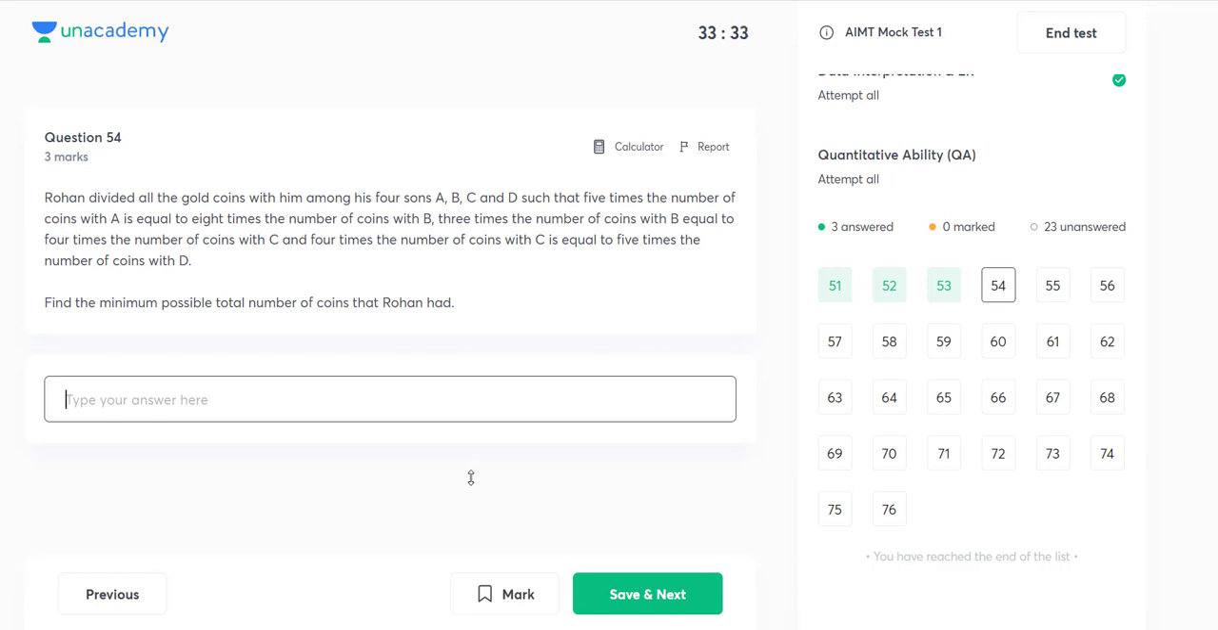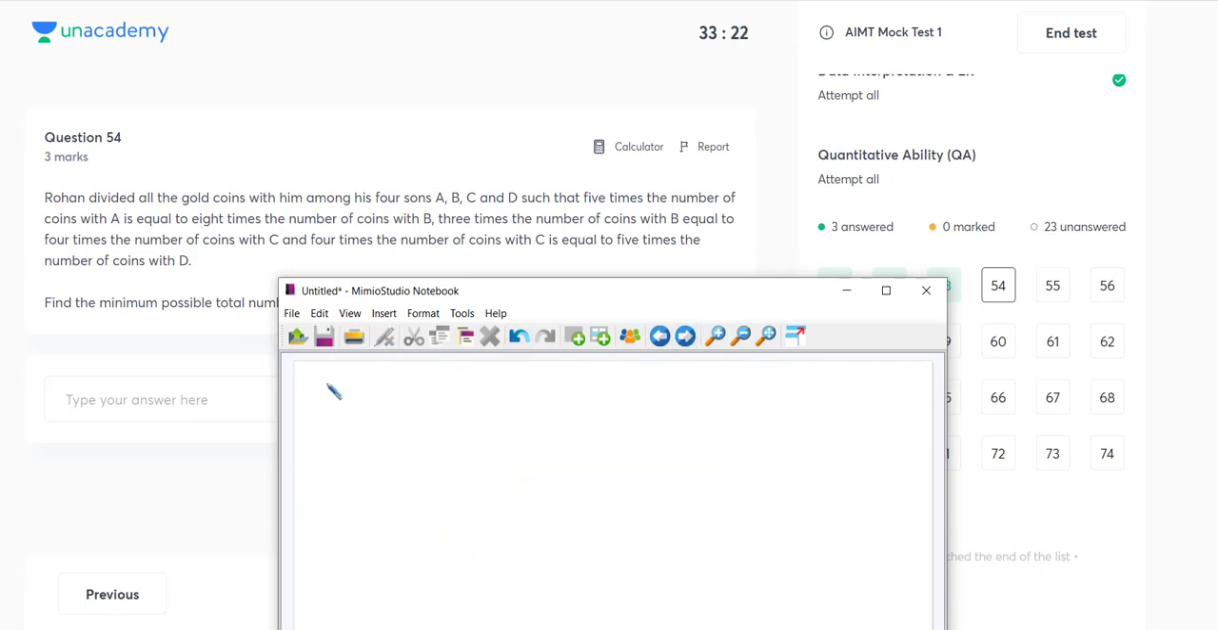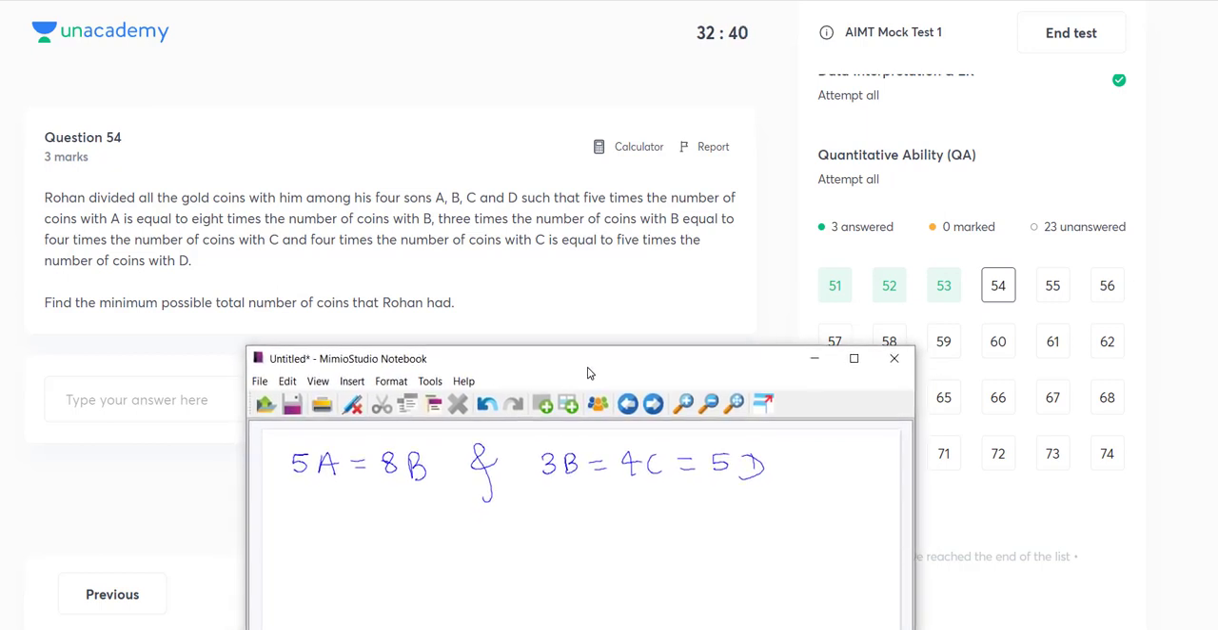The next question is: Rohan divided all the gold coins with him among his 4 sons A, B, C, D such that 5 times the number of coins with A is equal to 8 times the number of coins with B, then 3 times B is equal to 4 times C, and 4 times C is equal to 5 times D. We want to find the minimum number of total coins that Rohan had initially.